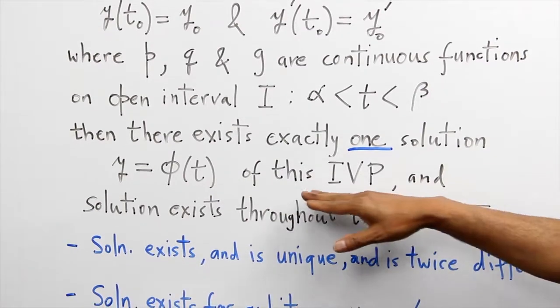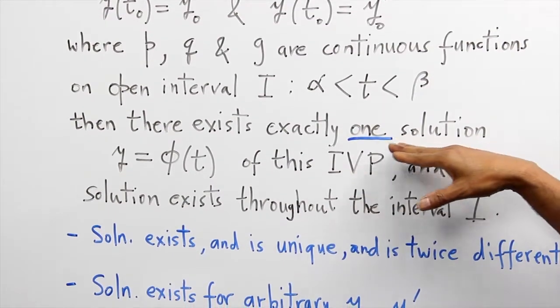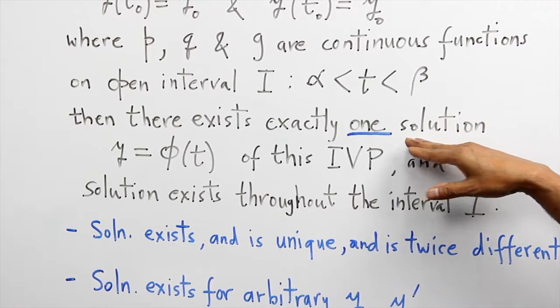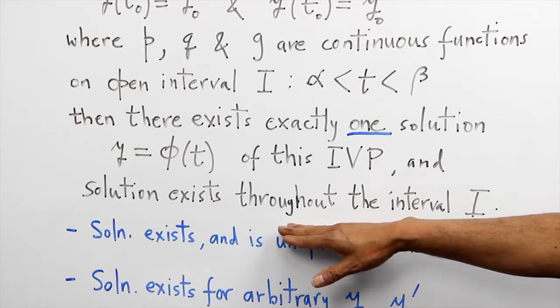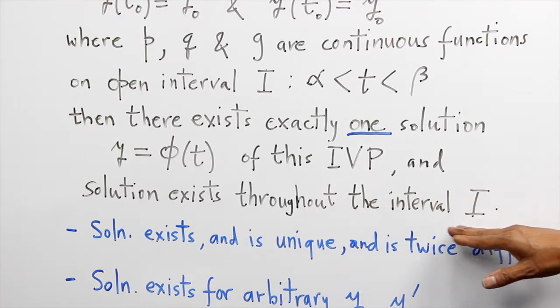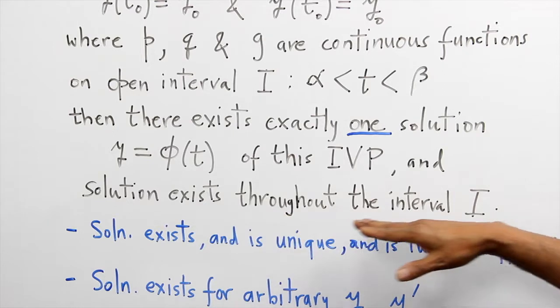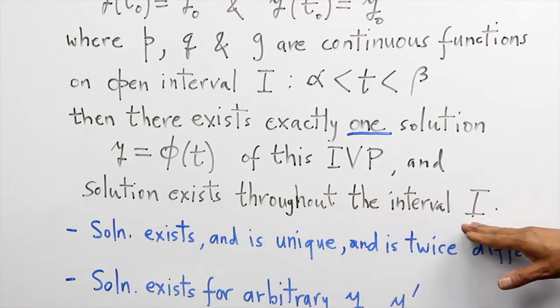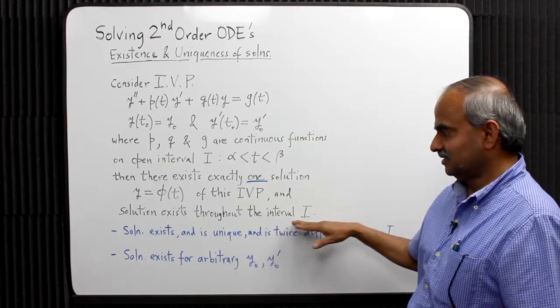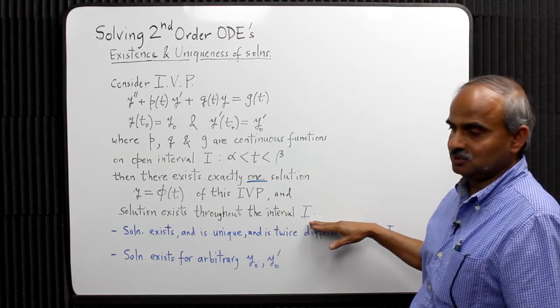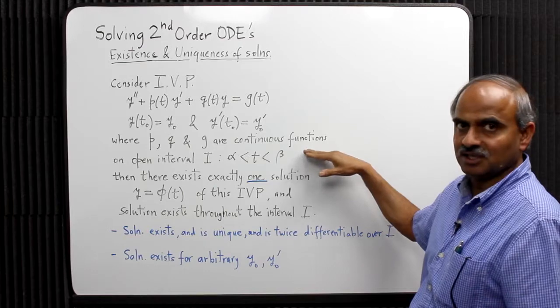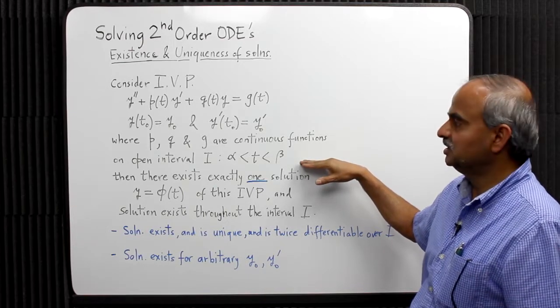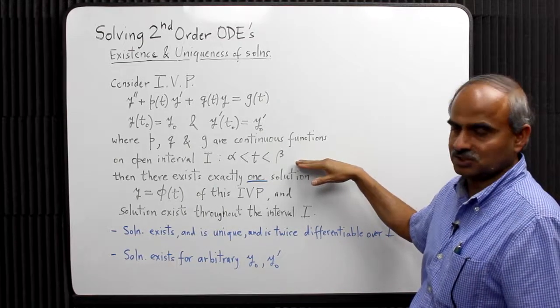It is very useful and important to know that there exists exactly one solution to this problem, so we can proceed and confidently solve the problem and we won't run into any problem. So it's a very useful property that such a solution exists, and of course the theorem also asserts that this can be found throughout this open interval I, for which these properties for the functions p, q, and g in the differential equation were satisfied.